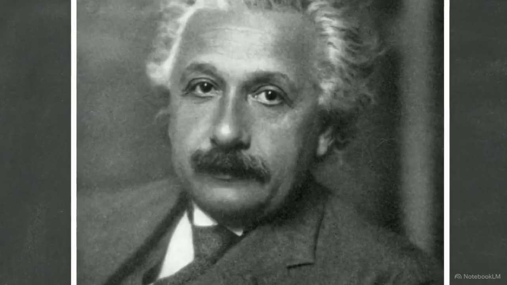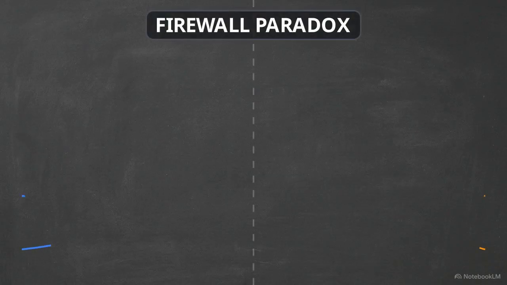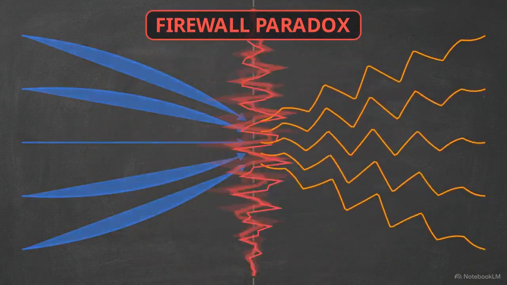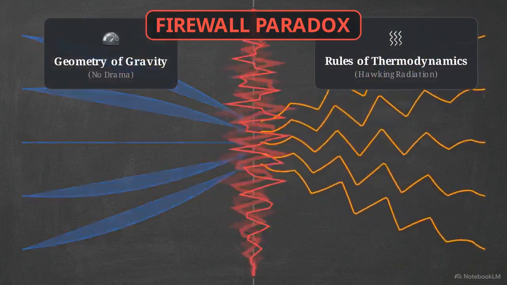Albert Einstein finalized general relativity. Physicists have struggled to reconcile the infinitely dense mathematical points it predicts with the finite reality demanded by quantum theory. Decades later, Stephen Hawking applied semi-classical field equations to the event horizon, proving that black holes emit thermal radiation. This calculation eventually produced the firewall paradox, a direct conflict between the rules of thermodynamics and the geometry of gravity.